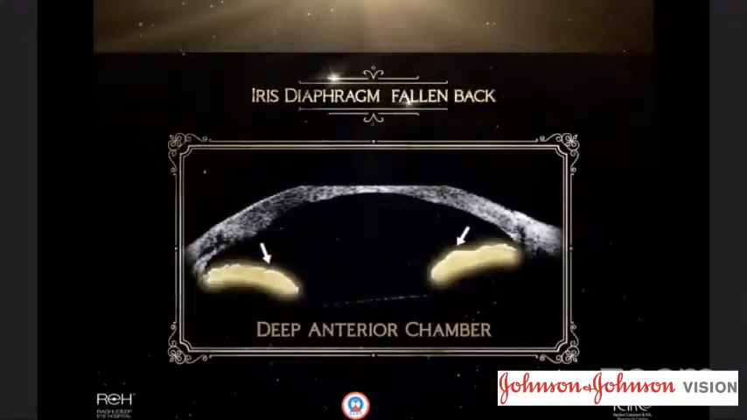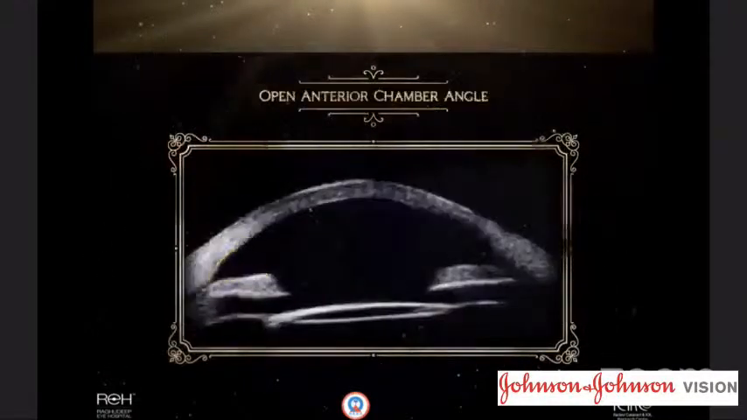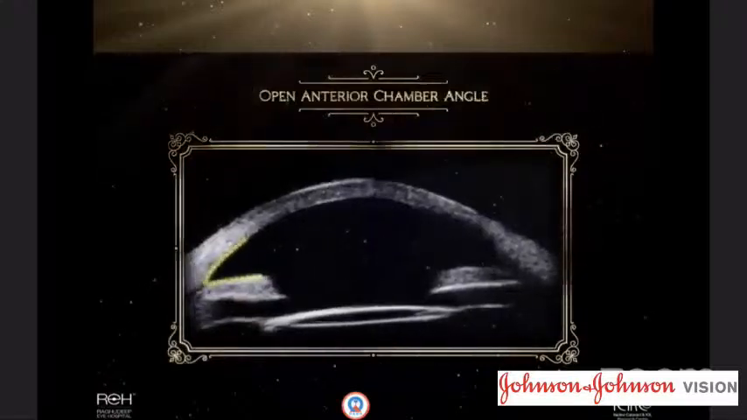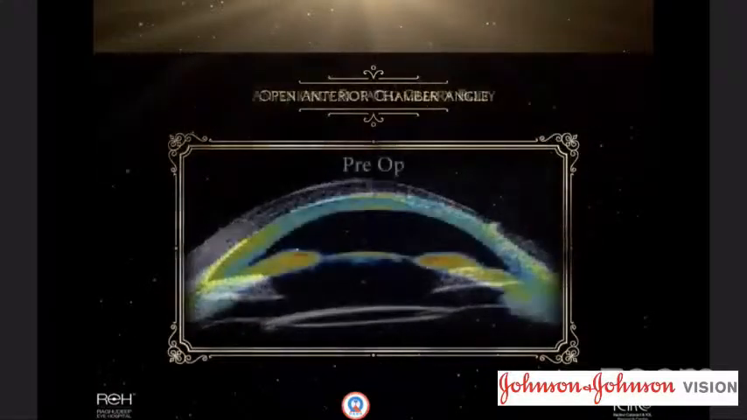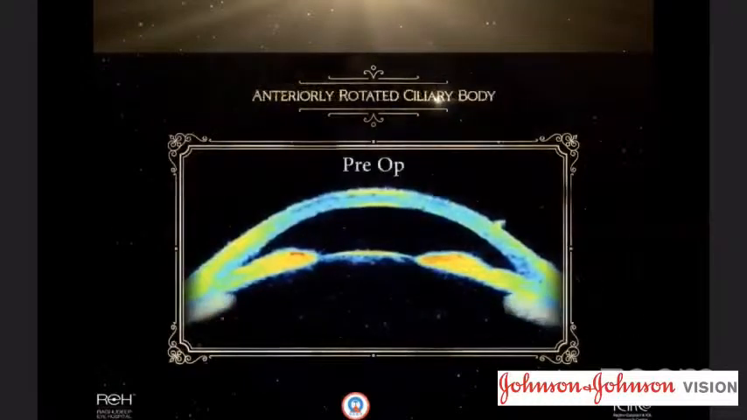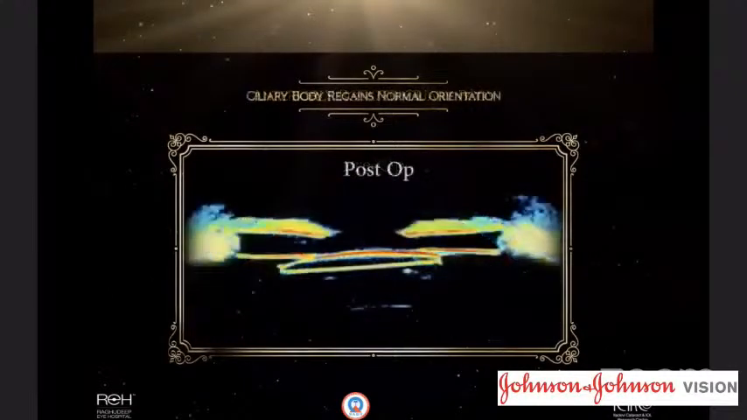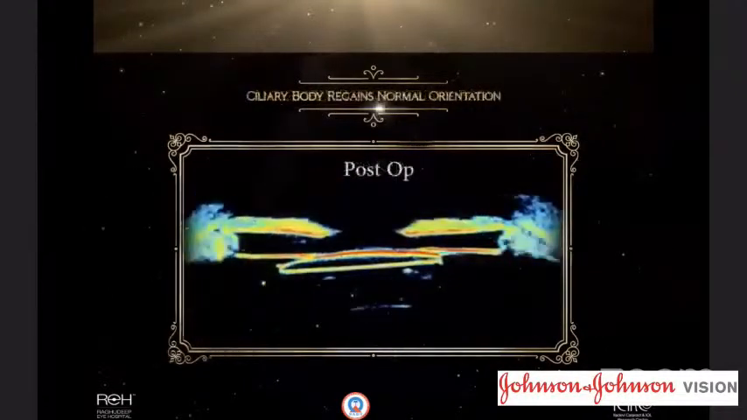And this is a typical scenario where you can see the IOL sitting behind and a very nice open angle with a great distance between the uveal tissue and the IOL. And the same patient preoperatively, you see the anteriorly rotated ciliary body versus the post-op, which is now a different anatomy.